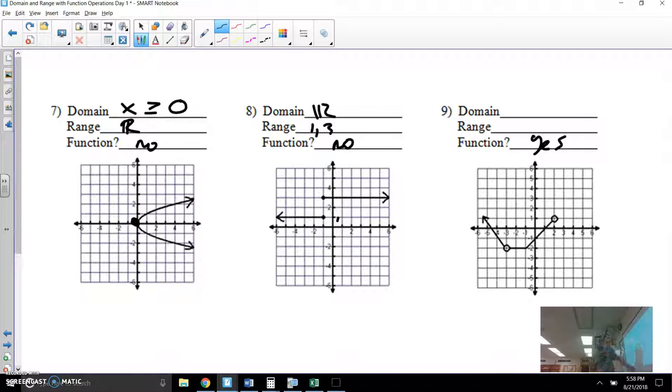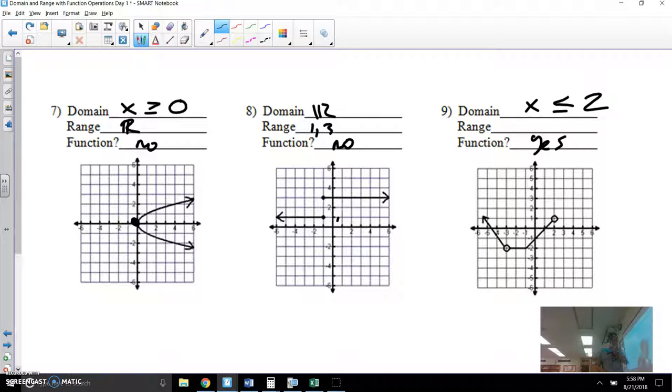Let's talk about this one. Number 9, domain and range. I look like I'm starting at 2 and going less than. It's going left forever and ever. So I'm going to say x has to be less than or equal to 2. And it does not have a boundary. It just keeps on going forever left.